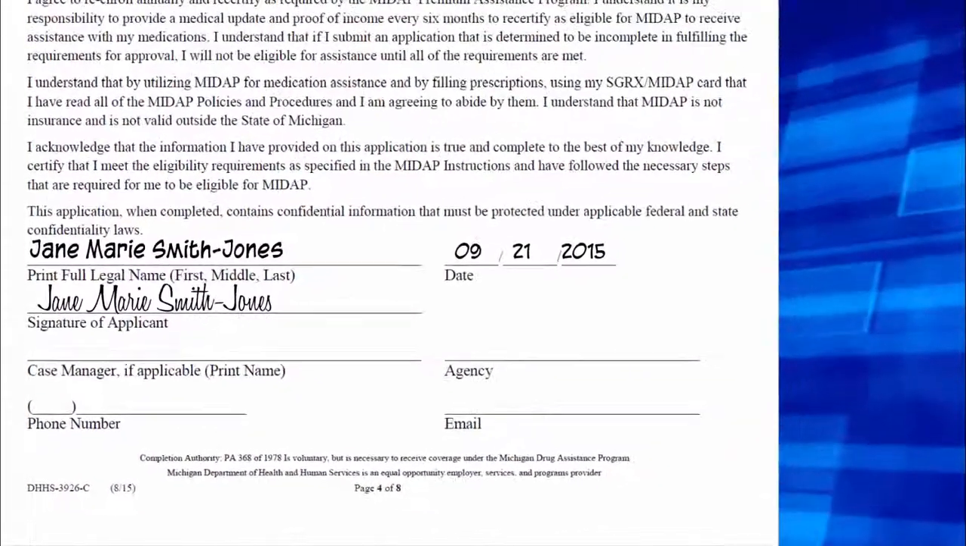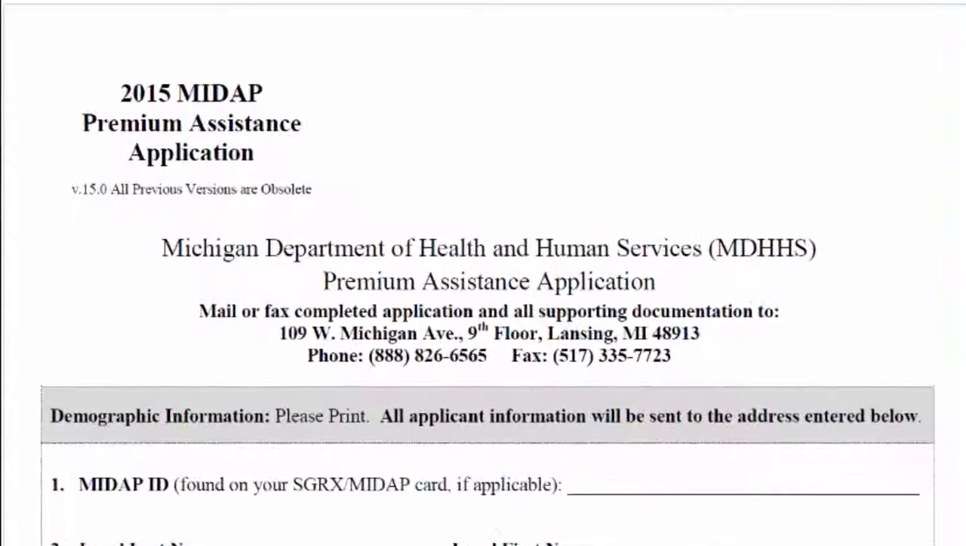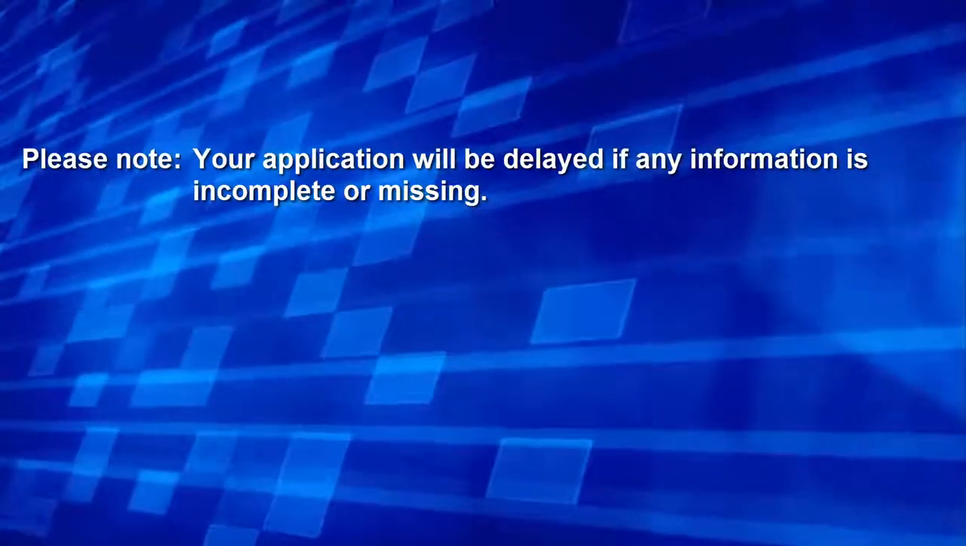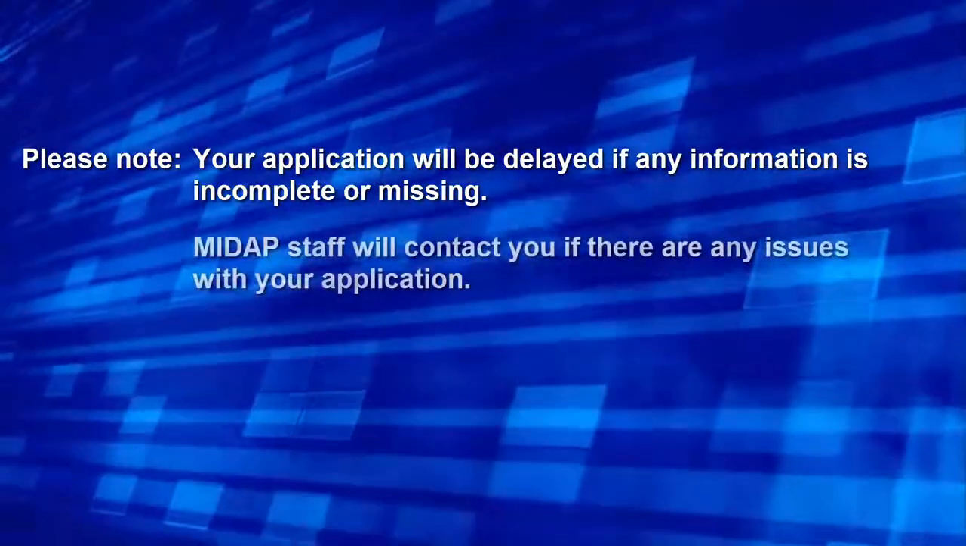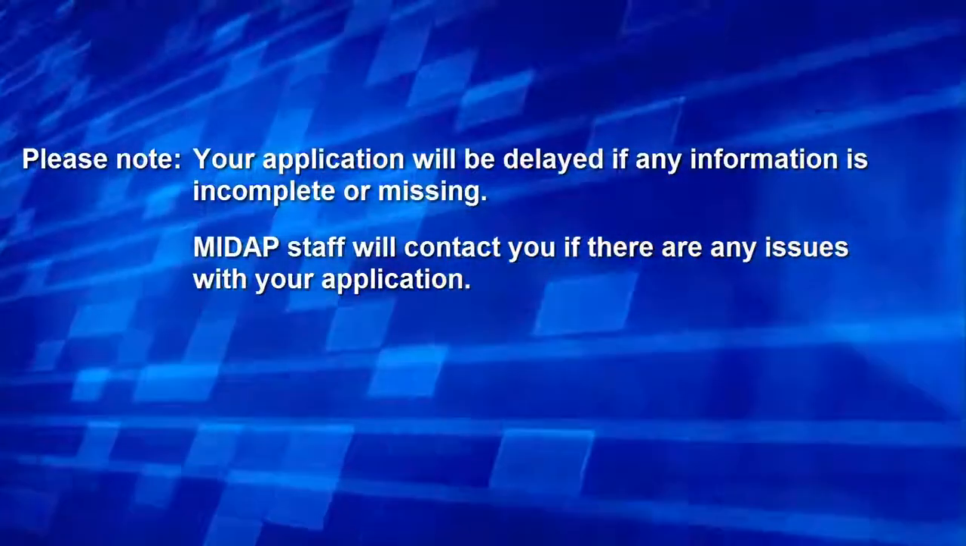Now that you have completed and signed the application, gather the additional pieces of information you will also need to send and mail or fax everything using the MyDAP contact information at the top of the first page of the application. If any parts of the application are incomplete or required pieces of information are missing, there will be a delay in processing your premium assistance application. The MyDAP staff will contact you if there are any problems with your application.